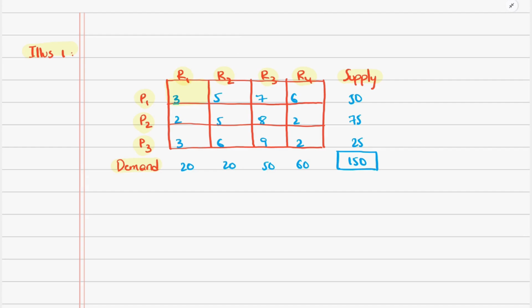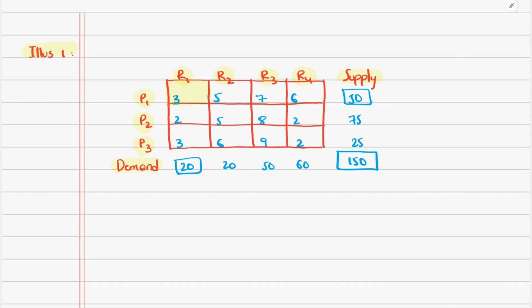Right. How many units are we going to send from P1 to R1? This is basically our job because we chose this cell. So we will see the corresponding demand and supply for that. Now if you see, the corresponding demand is 20 units from R1. So R1 needs 20 units. From P1, we have a corresponding supply of 50 units.